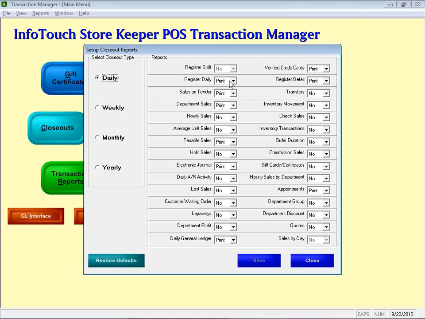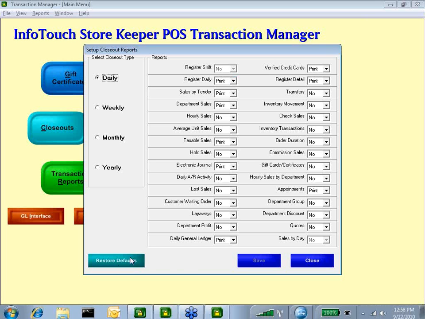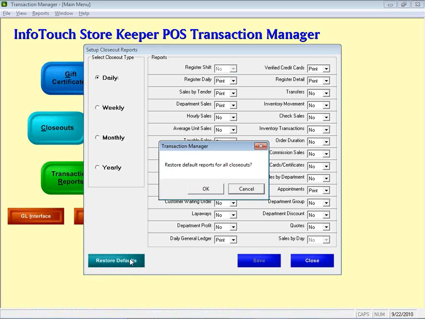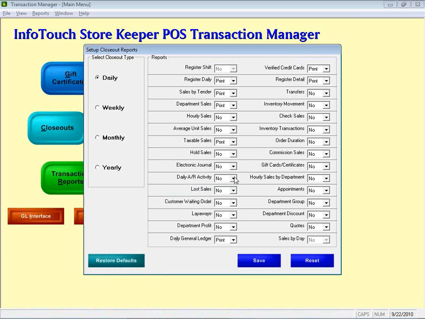And by the way, there's a set of default reports. So when you start, that's what you get. And by the way, you can restore those defaults, which I just did. So normally we're going to print the registered daily, the sales by tender, the department sales, the taxable sales, daily general ledger, register detail, and remember that's very important. Verified credit cards reports, very important.